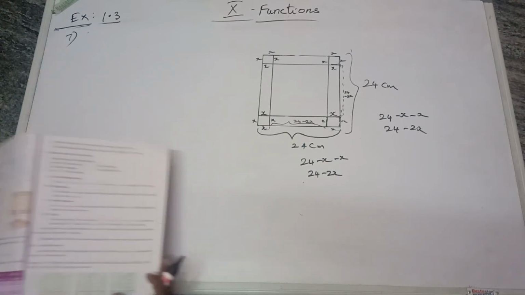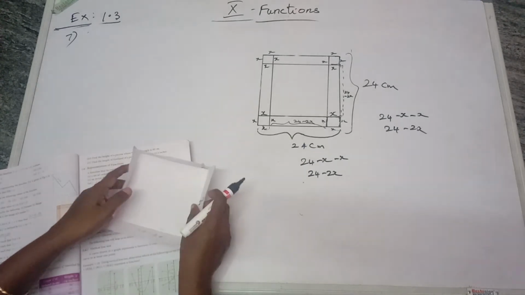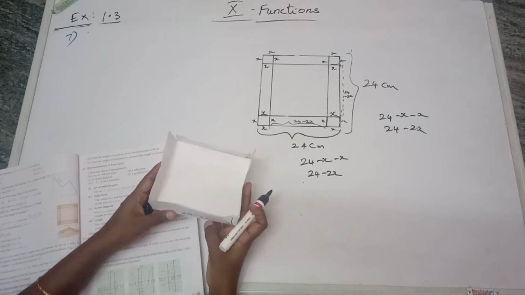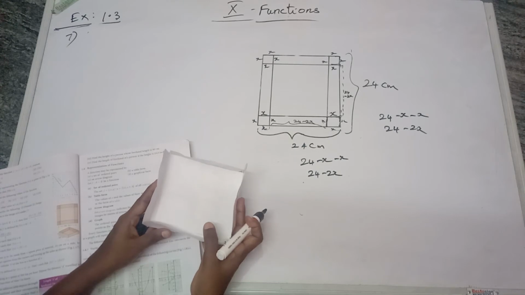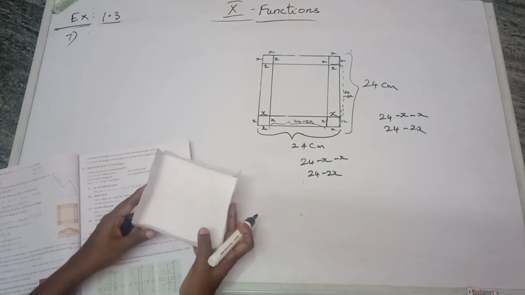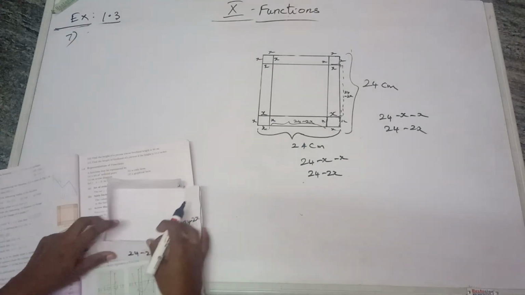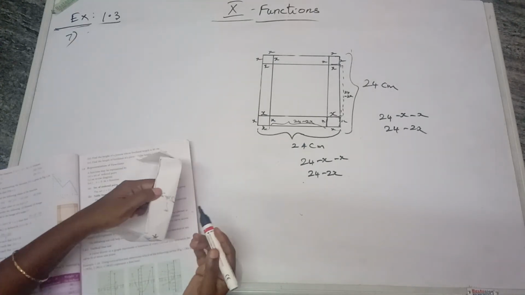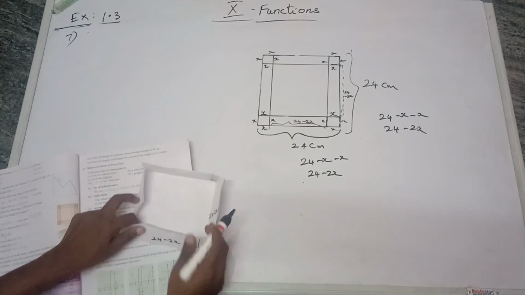Then what they asked in the question: express the volume V of this open box. They asked to find the volume of this open box, and you have to express the volume V in terms of x, as a function of x. Already we know the breadth is 24 minus 2x, the length is also 24 minus 2x, and the height of the open box is x.